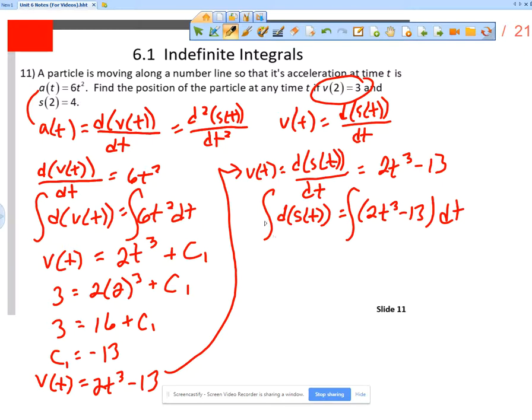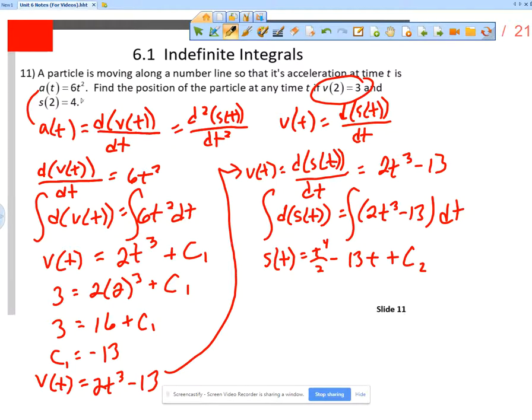All right, so now the integral of ds of t, of course, is s of t. And remember, plus c, but I'm only going to add it in on the one side. Now the integral of 2t cubed, that'd be 2t to the fourth over 4, so that'd be t to the fourth over 2, minus, what's the integral of 13? That would be 13t. And then I have plus c, but I'm going to call it c sub 2.